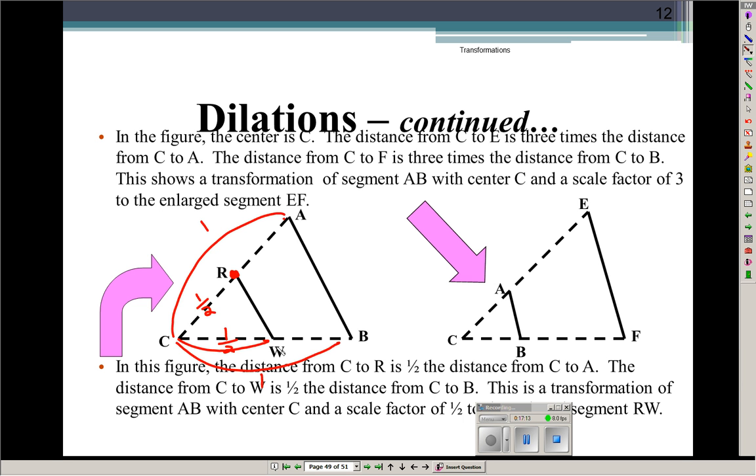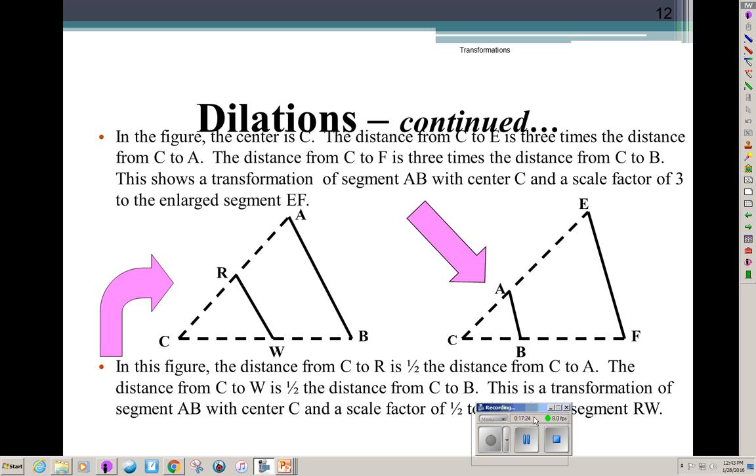which means that segment RW is only half as far away as segment AB was from C, and the length of segment RW is only half the size of the length of segment AB. In a dilation, not only are you the distance away from C, the scale factor's value, you're also that length. So segment RW is half the distance away from C, and segment RW is half as long as segment AB.